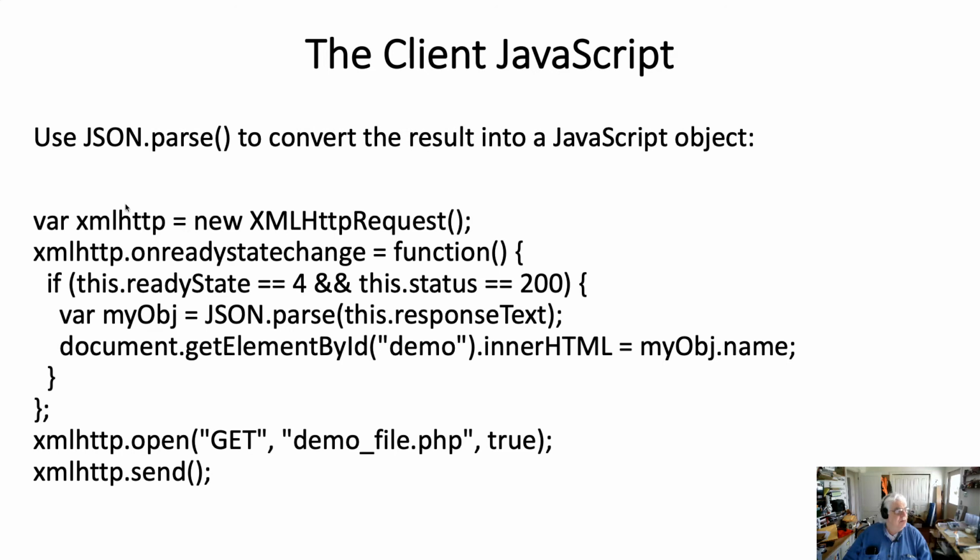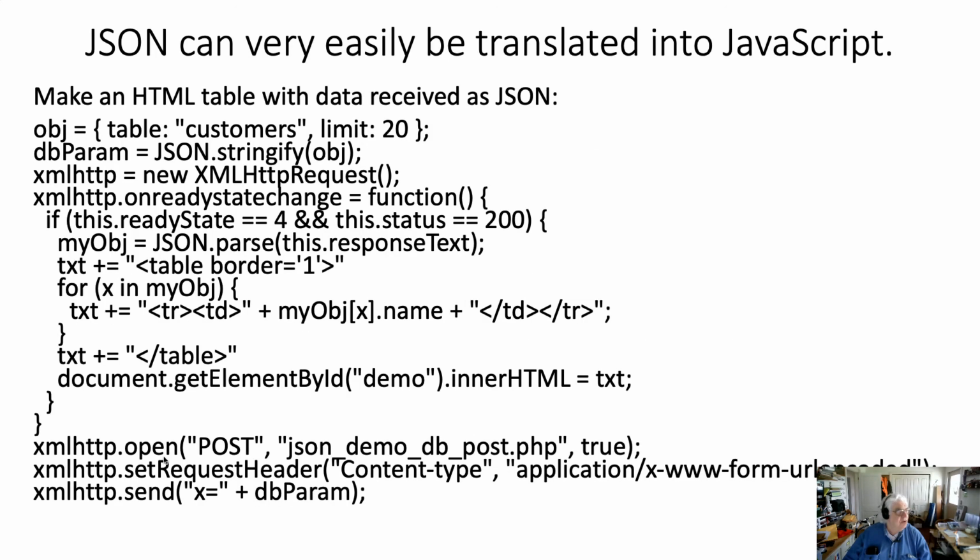In the client script, we have JSON.parse to convert the result into a JavaScript object. Inside our XMLHttpRequest, we've got our usual check: is it a 4, and is it 200? Right here we're saying my object is going to be JSON.parse of the response text. Then when that happens, we set the innerHTML equal to my object's name. And so that's the rest of the AJAX call. JSON can be easily translated into JavaScript.